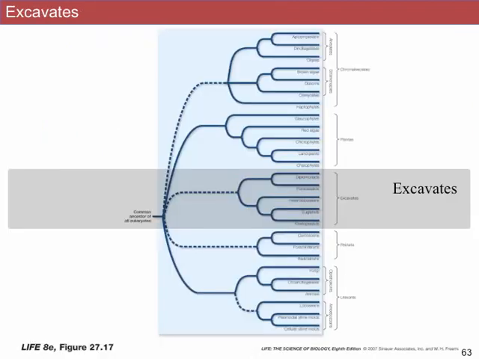And then the kinetoplastids, most of them are obligate parasites. It includes things like the causative agent of sleeping sickness, leishmaniasis, and Chagas disease. They do have this synapomorphy in the group. That is the presence of this kinetoplast, which is actually sort of, in essence, a component of the mitochondria in these organisms.